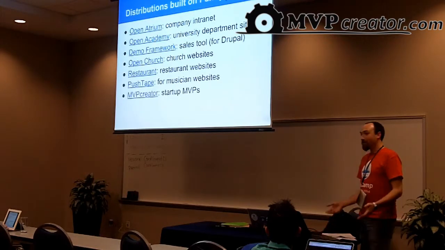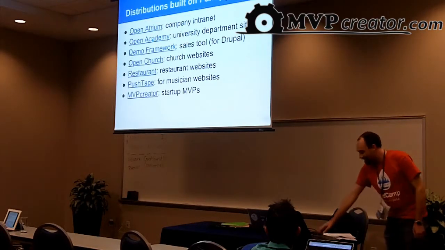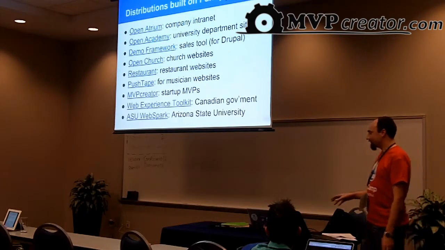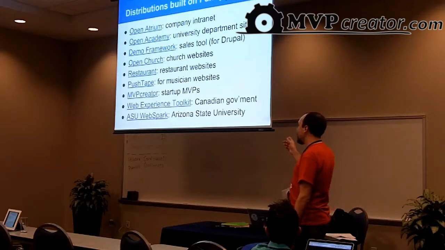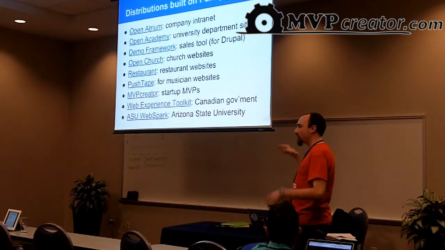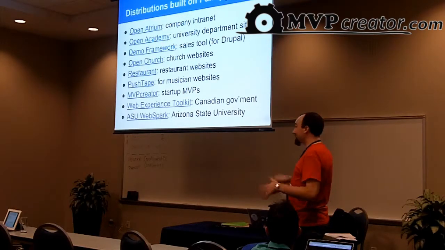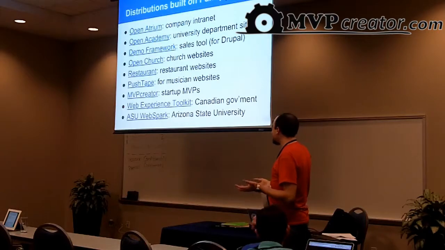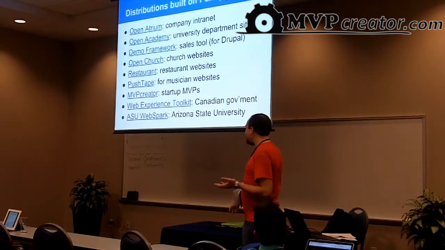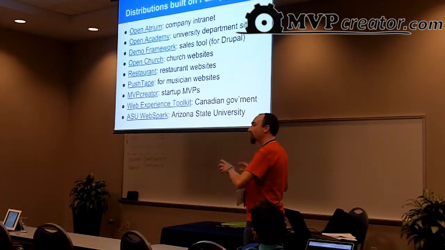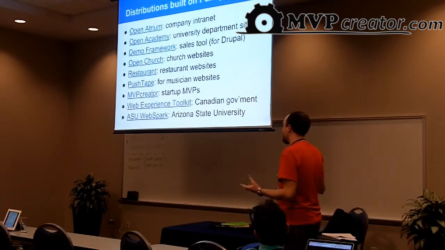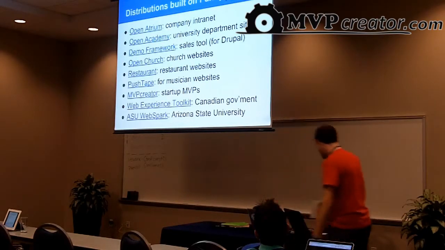MVP Creator, it's a pet project of mine for building startup MVPs. These two end examples are kind of interesting. The Canadian government created an internal distribution to make all of their websites and then released it open source. I have no idea if it's actually useful for anyone who isn't the Canadian government. Same for the Arizona State one. But it's really cool to have those examples to look at, to see what they did, if you want to create your own internal distribution for some reason.